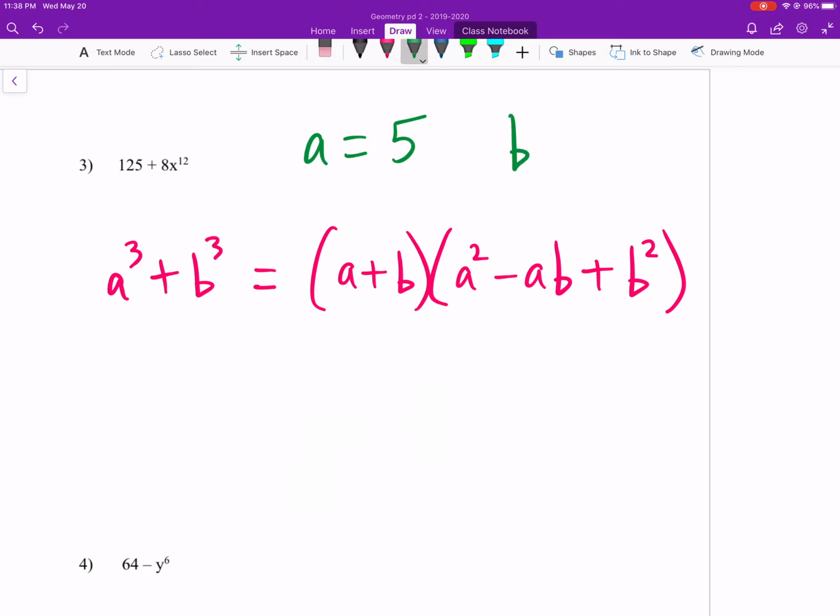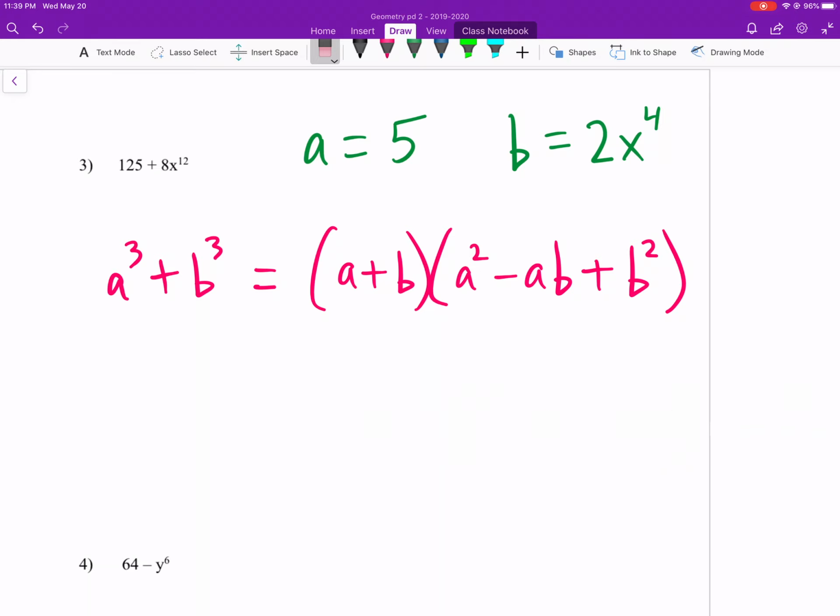And now our b value, what times itself gives you 8x to the 12th. So what times itself three times gives you 8? That would be 2. 2 cubed is 8. And then what times itself 3 times gives you x to the 12th? That would be x to the 4th power, because x to the 4th times x to the 4th times x to the 4th gives you x to the 12th. Okay, so you might have to write it off to the side.